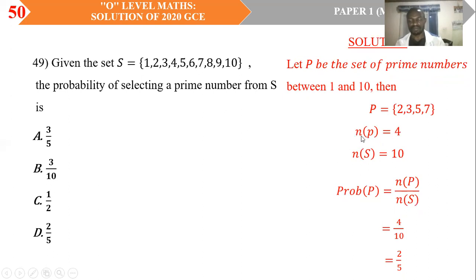Now, the number of elements in P is 4. The number of elements in S is 10. The classical definition of probability says that probability is the number of elements in P over the number of elements in S, which is 4 over 10. Simplifying gives 2 over 5. Answer D. Question 50.